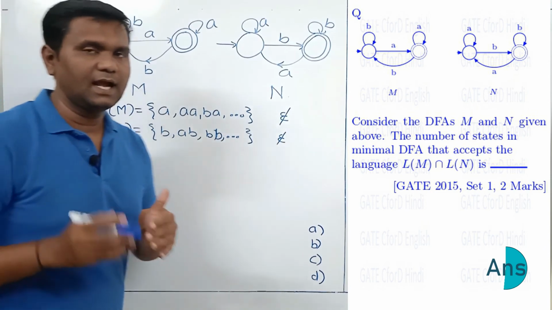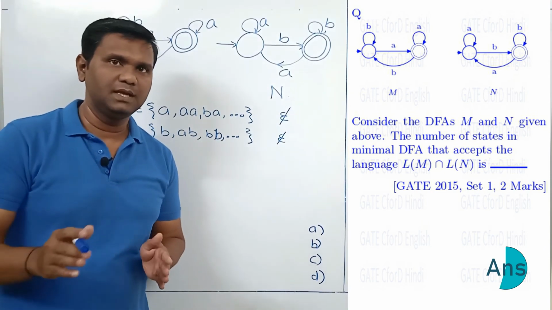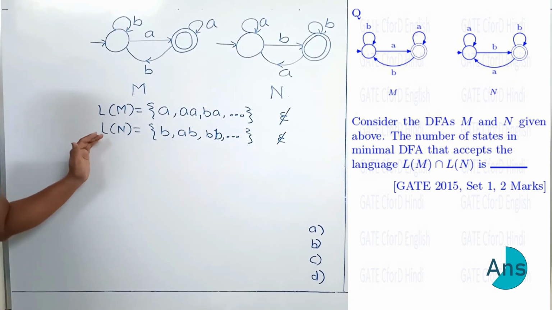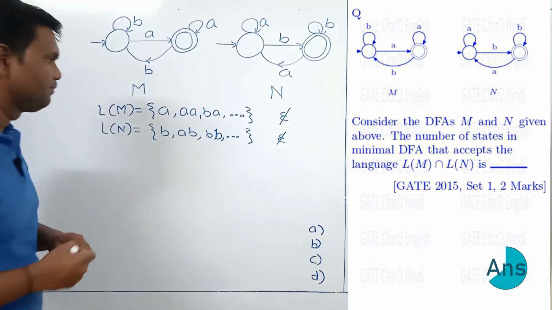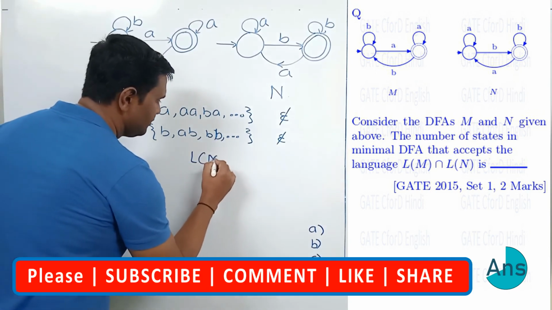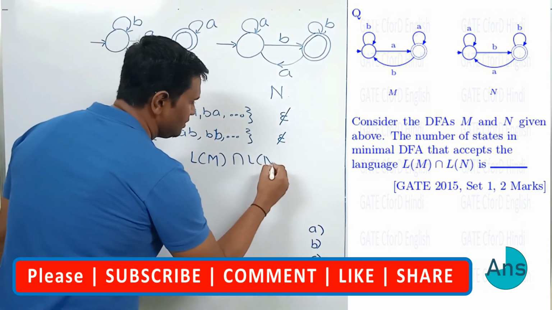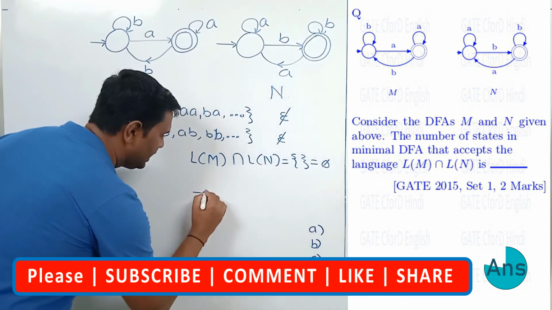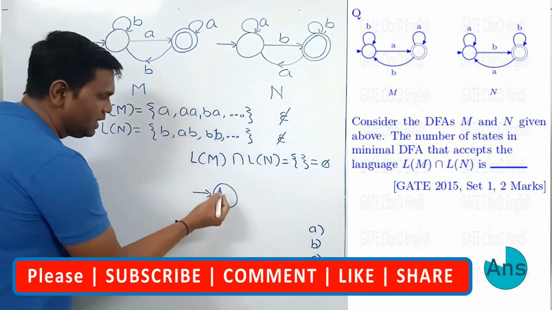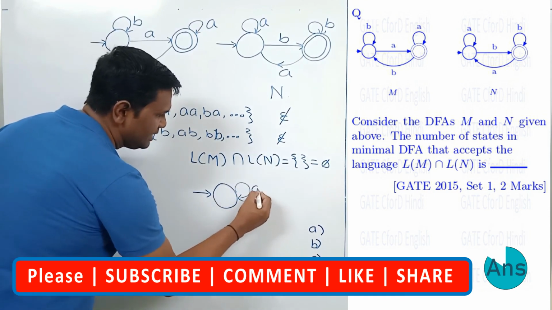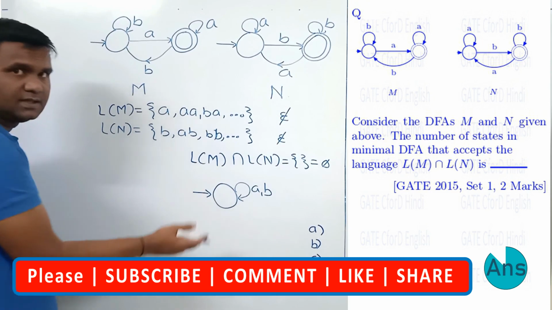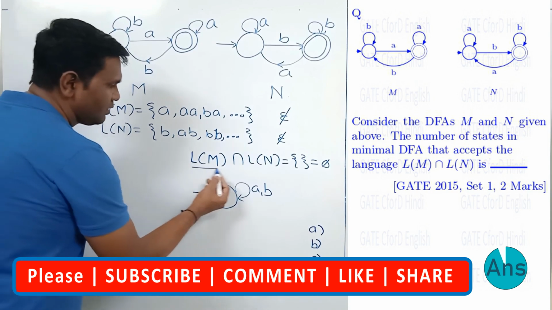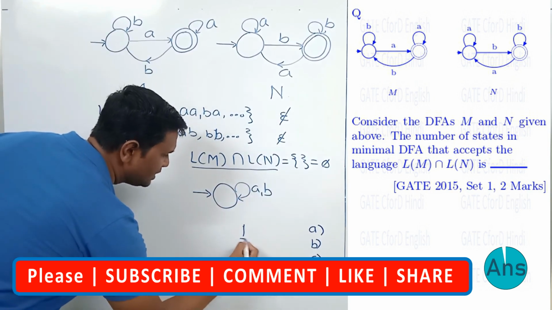So any string can either end with A or end with B. So it will be either part of L of M or part of L of N. It cannot be part of both. So L of M intersection L of N is the empty set, phi, and the DFA for the empty set contains only one state. That one state is a trap state. It is a non-final state and a trap state. So the minimal DFA for this language contains only one state. Answer is 1.